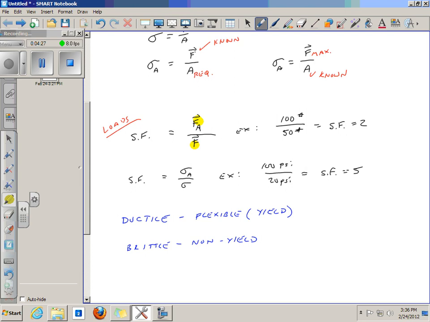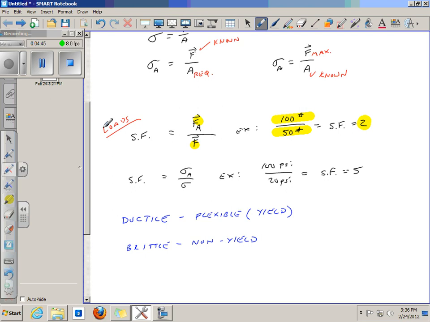So if this material can withstand a load of 100 pounds, but we're only actually applying 50 pounds, we get a factor of safety or safety factor of 2, which means it can hold twice as much weight as what we're actually putting on it.